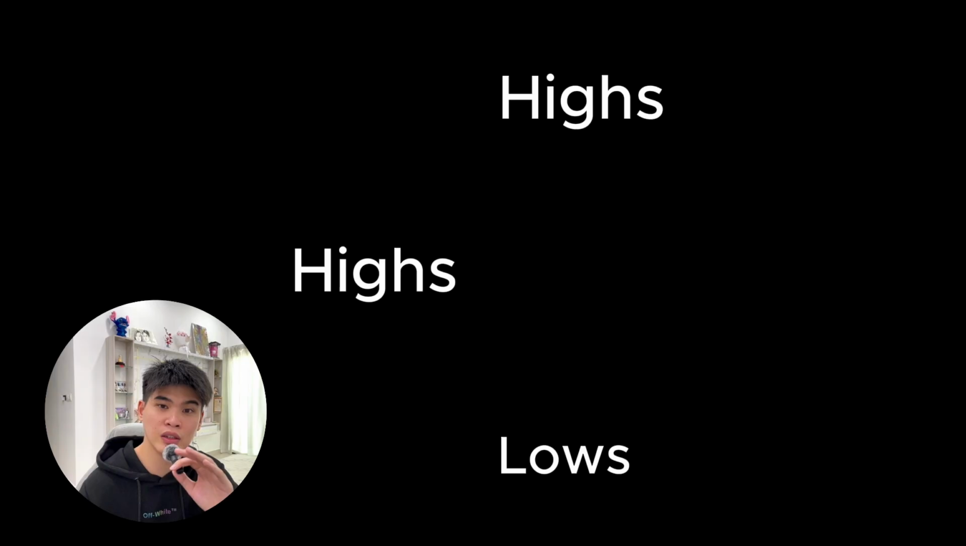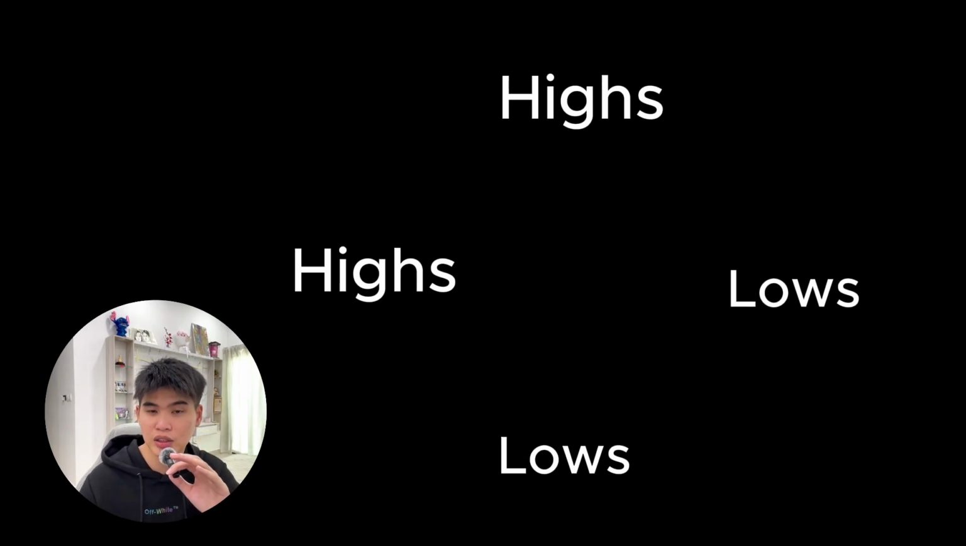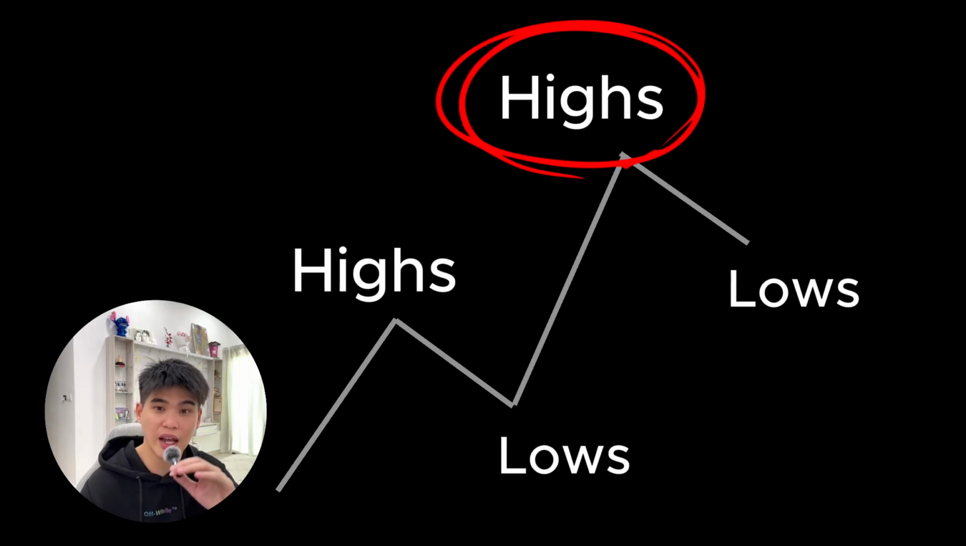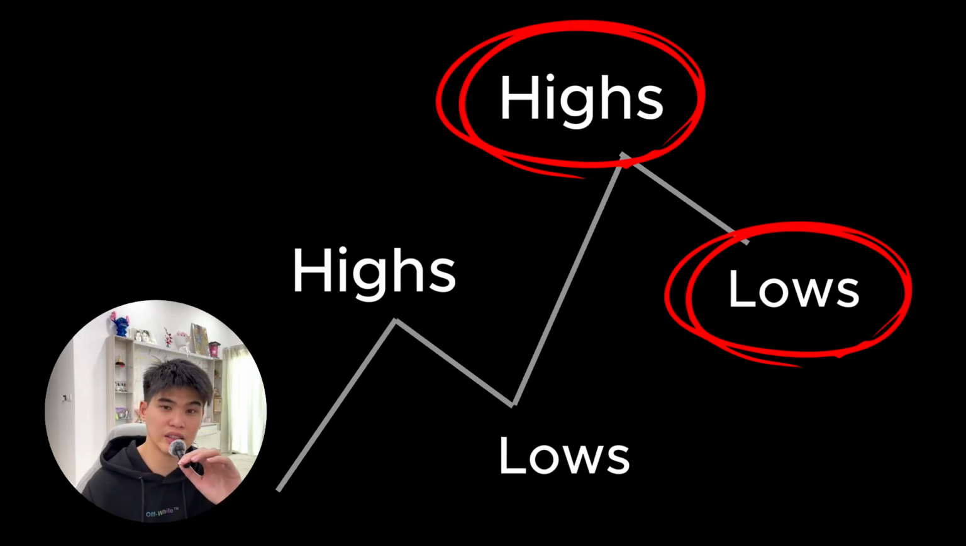So what does an uptrend look like? You'll notice that in an uptrend, highs are going higher and lows are going higher as well. So once we identify our highs and lows, then we can tell that, okay, price is having a higher high and another higher high, and the lows are also creating a higher low and another higher low. And that basically forms an uptrend.